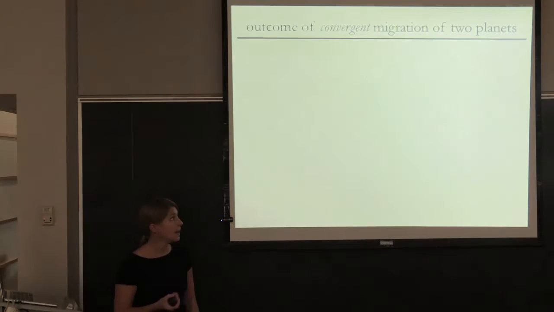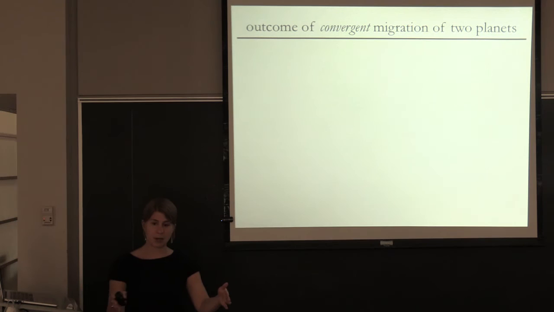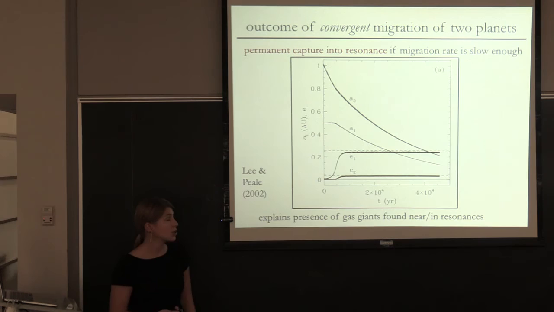Because if you have two planets and a disk and they're both undergoing migration through interactions with the disk, and the migration is convergent, so the planets are slowly getting close to each other, what's going to happen is that they're going to pass over resonances. And they're going to pass over resonances slowly. And the prediction is that if you pass over resonances slowly enough, you'll be captured into resonance.